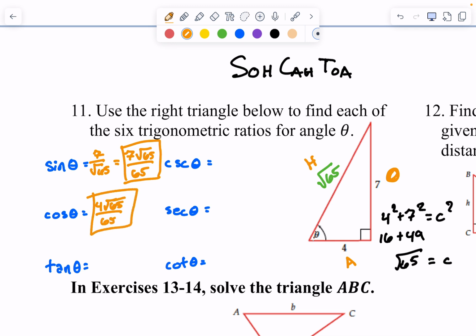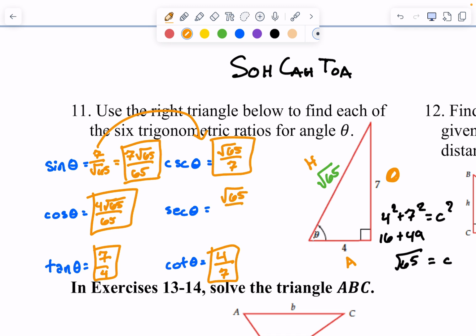Tangent is opposite over adjacent, 7 over 4. Which means cotangent is 4 sevenths. Sine was 7 over the square root of 65, so cosecant, if I flip that one, is the square root of 65 over 7. Secant will be the square root of 65 over 4. Perfect, and that's what they want for those.